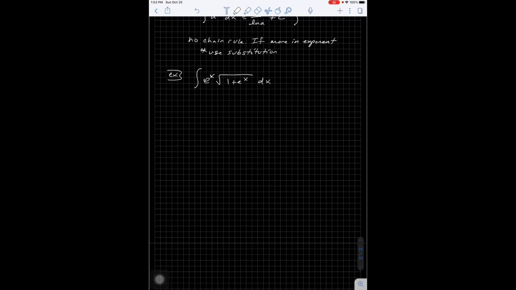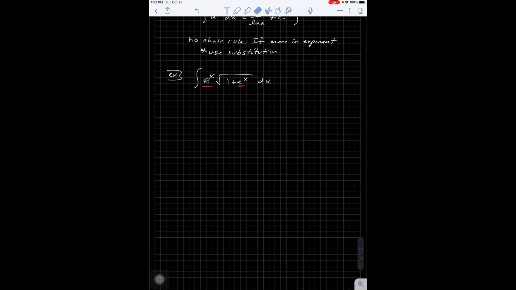Some people might be inclined to say, well, let's let u be e to the x. But what that does is, the derivative of e to the x is e to the x. That's here, but that puts our du under the root. And we don't ever want the du under the root. We always want it out and free at the end, okay?